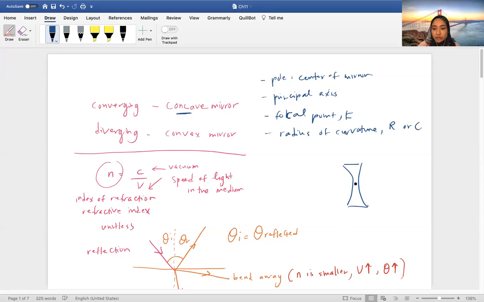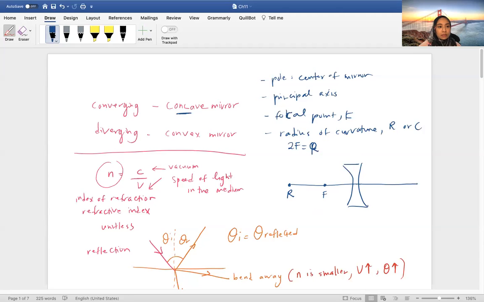And then this is your pole, the center, and your principal axis will go through the center of the mirror. Okay, and then label your focal point depending on what the value is. And remember, your center of curvature or radius of curvature is always twice the focal length. So this is R. Let me label this as R. Your mirror cannot let light pass through, it's opaque, right?